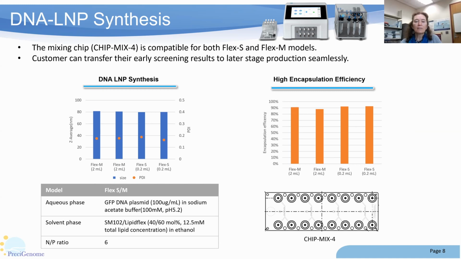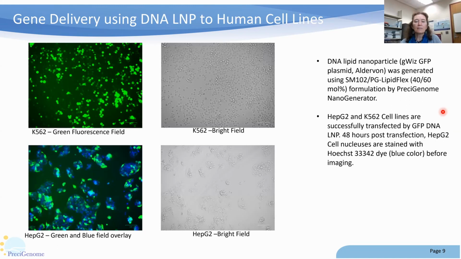And then next will be the results of the transfections. We used this DNA-LNP to transfect human cell lines such as K562 or HepG2. In either cell line, you can see that the cells can be nicely transfected and express GFP after 48 hours.